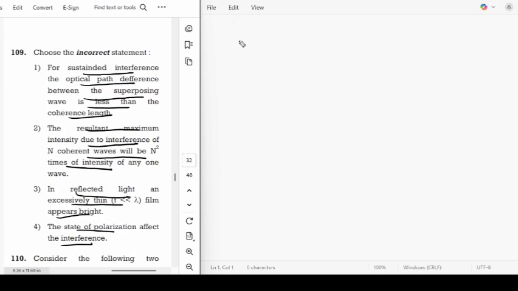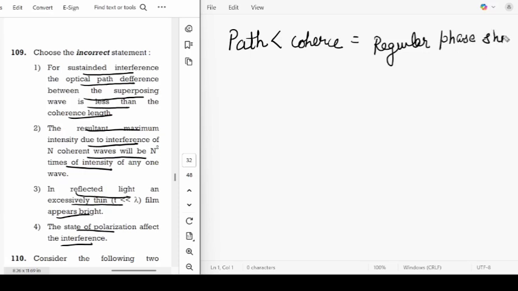So, in our first part, if the path difference is greater than coherence length, then there is a regular phase shift. Next, the maximum intensity of n incoherent waves will be n square times. By this, amplitude adds linearly and intensity is its square. Amplitude is proportional to the square root of I.